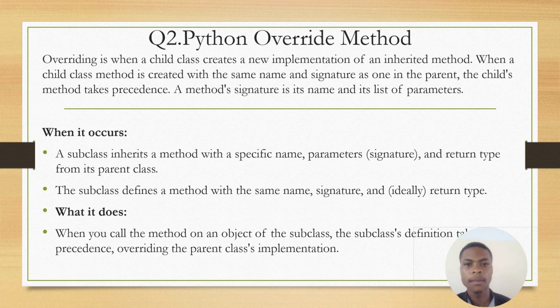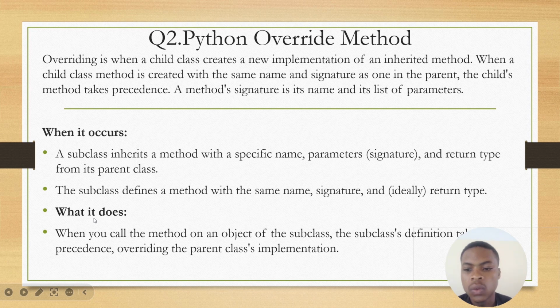Question number 2 is the Python override method. Overriding is when a child class creates a new implementation of an inherited method, with the same name and signature as one in the parent class.